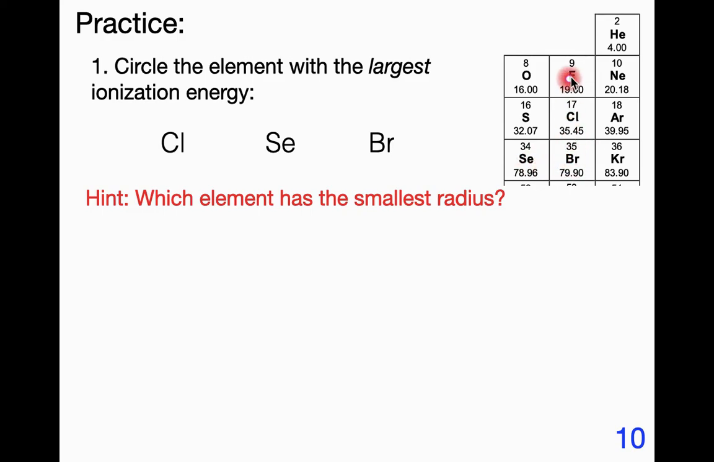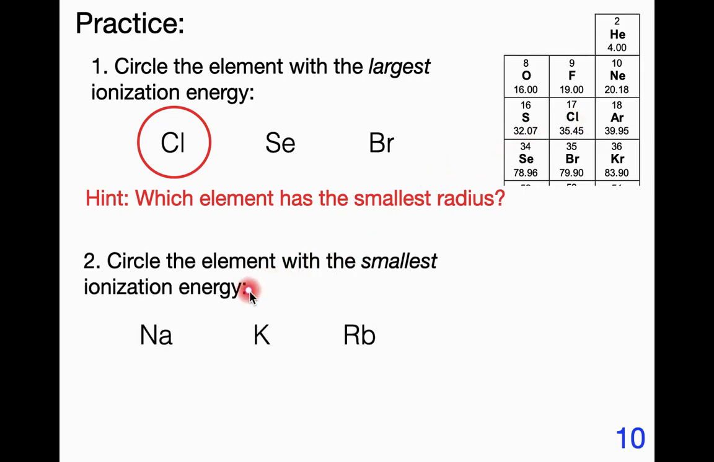But as we go down a family, the atoms get bigger and bigger, so chlorine is going to be smaller than bromine. So selenium is bigger than bromine, which is bigger than chlorine. So chlorine is the smallest of the three. So it would have the largest ionization energy.